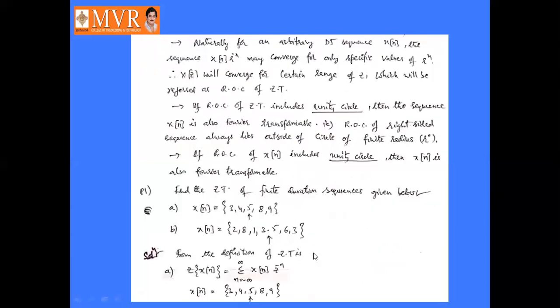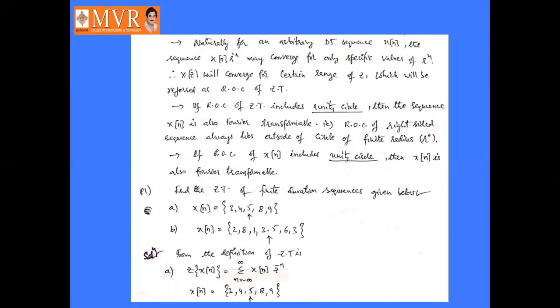Right? So if the ROC of the Z transform includes the unit circle, then the sequence x of n is also Fourier transformable. That is, the ROC of a right-sided sequence always lies outside the circle of finite radius r. Okay. If the ROC of x of n includes the unit circle, then x of n is also Fourier transformable.